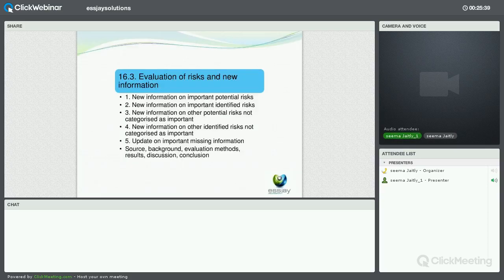So moving on now to risks and new information. Again, this is section 16.3, 16.4, 16.5, and here you're meant to provide your updates on your important potential and identified risks, potential and identified risks not categorized as important, and your missing information as well.